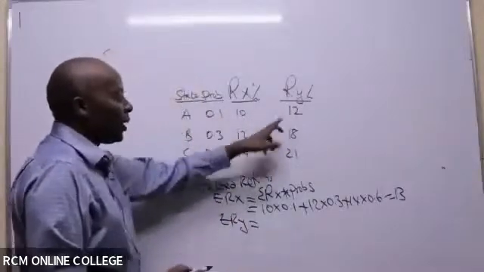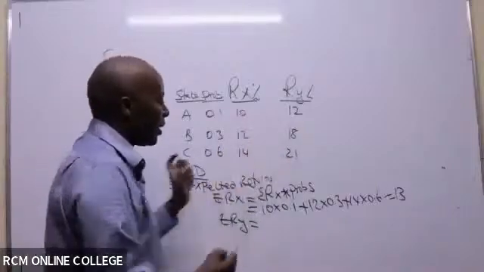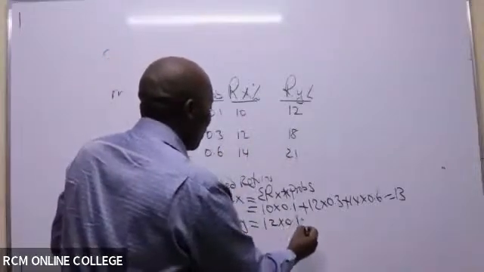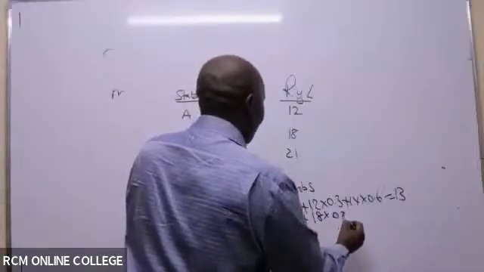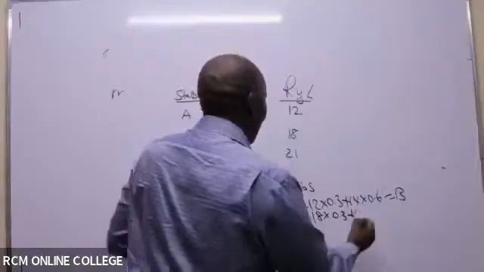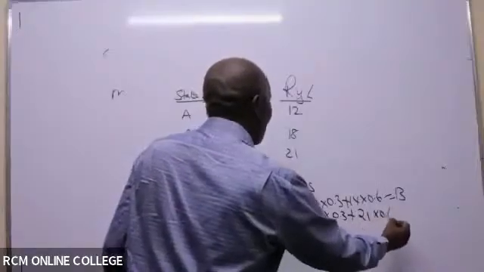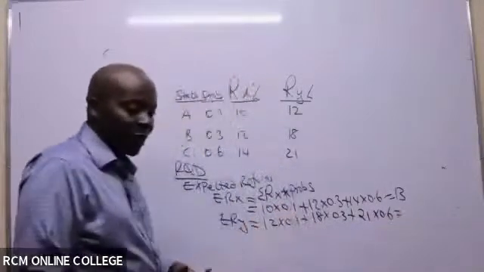Then we have here expected returns of Y. Because probabilities are the same, we have 12 times 0.1 plus 18 times 0.3 plus 21 times 0.6. Is there somebody who could have this answer for us?